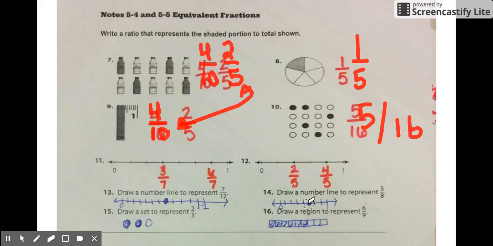And then this one, it says 5/8, so you would draw a number line with 8 tick marks, and then the dot would go on the 5th one. So go ahead and copy those number lines down while I erase.